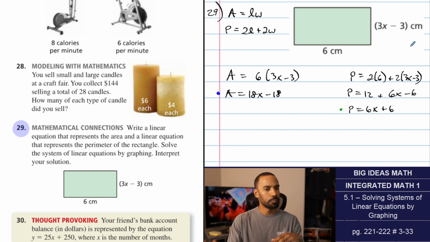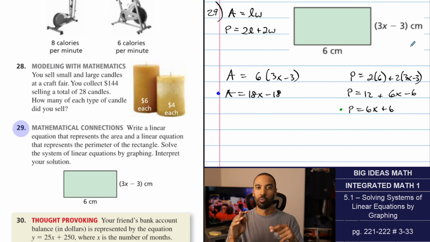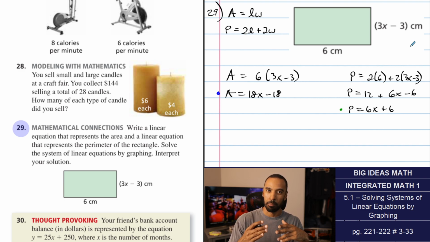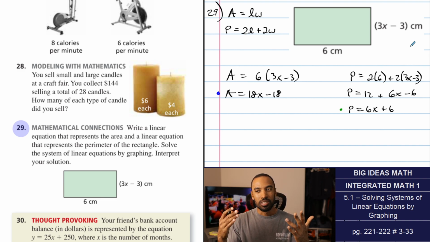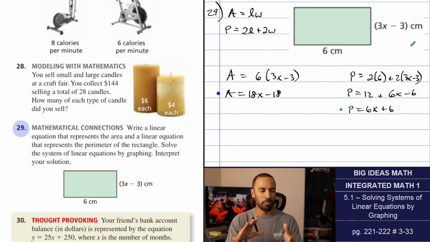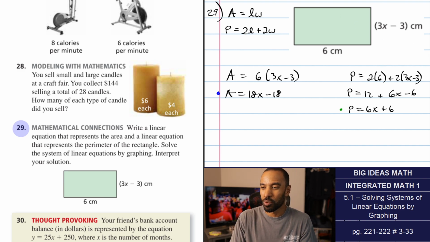We're finding out, well, it says interpret your solution. So yeah, when we make these the same y, we're actually going to figure out for what value of x are your perimeter and area the same number. Now, does it matter when they're the same number, really? No. If I get 10 square inches of area and 10 inches of perimeter, those don't actually really mean anything. They're two different dimensions entirely, but they'll just both be the same number. So that's really all it is.